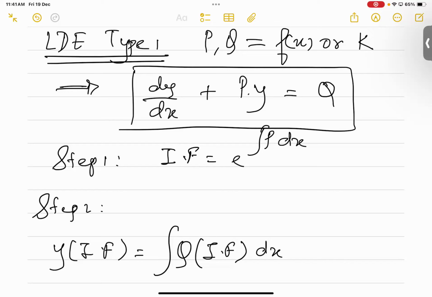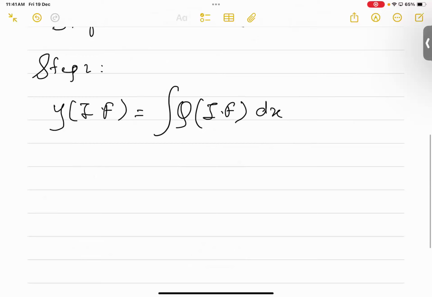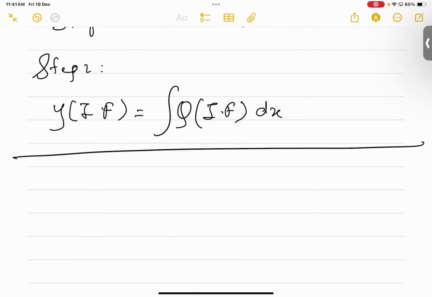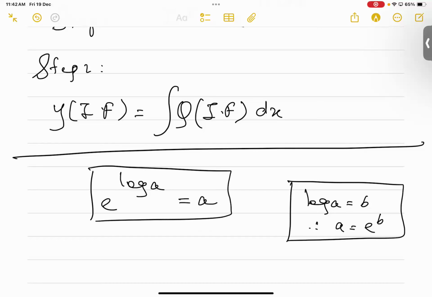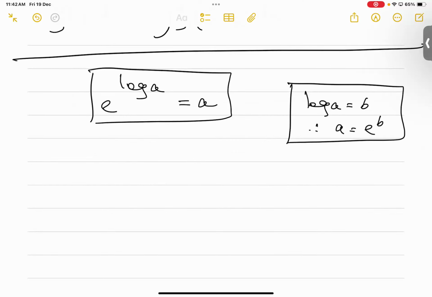So we'll take some basic problems on this. Before we do LDE type 1, you should know this: e raised to log a is equal to a. And if log a is equal to b, then a is equal to e raised to b. These two properties you should know. These are logarithmic properties.